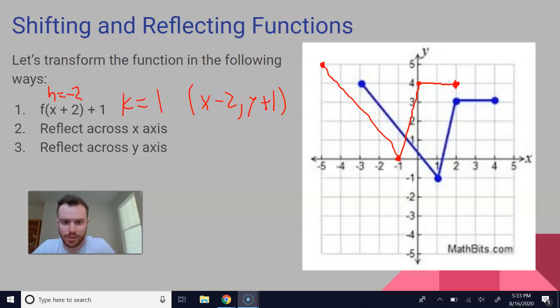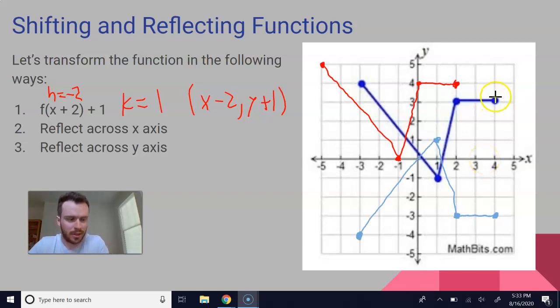Let's reflect this function across the x-axis. Y values on this function are going to become opposite. Or you may remember from geometry, you can just find the distance to the x-axis. So this point is 1, 2, 3 units away from the x-axis. So I'm just going to go 1, 2, 3 units away on the other side of that axis. So I'm going to do that to each of these points. Connect those dots.